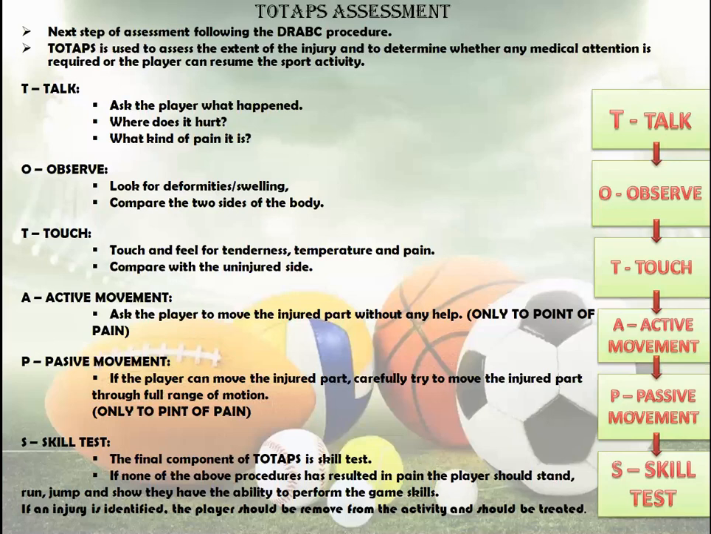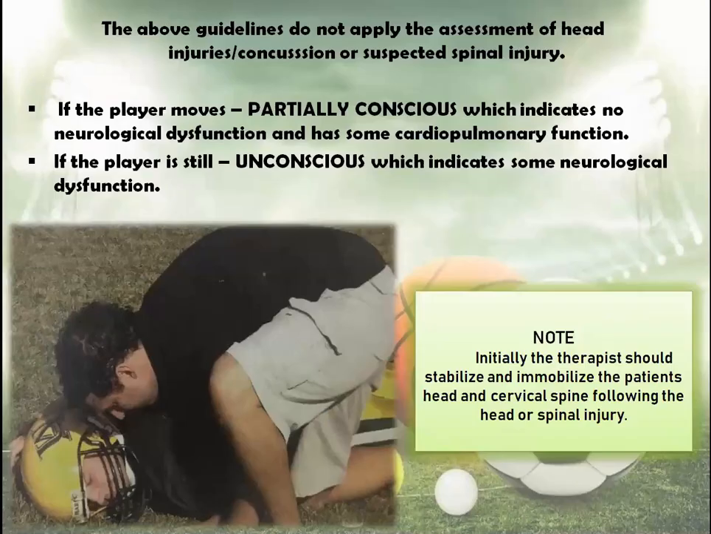If severe pain is identified, remove the player from the activity and proceed with the treatment. But the above guidelines, that is the RABC procedure and TwoTabs assessment, is not applicable for assessment of head or spinal cord injury. The very important point to be noted before the assessment of head and spinal cord injury is to stabilize and immobilize the patient's head and cervical spine as given in this picture before starting the assessment.